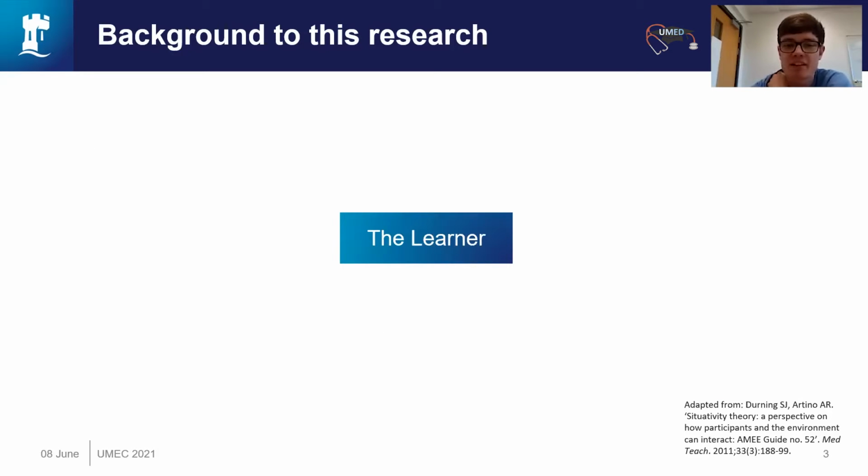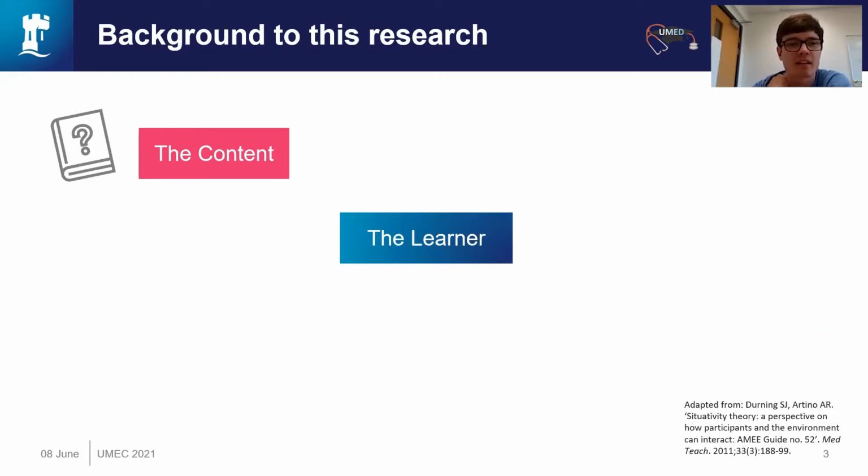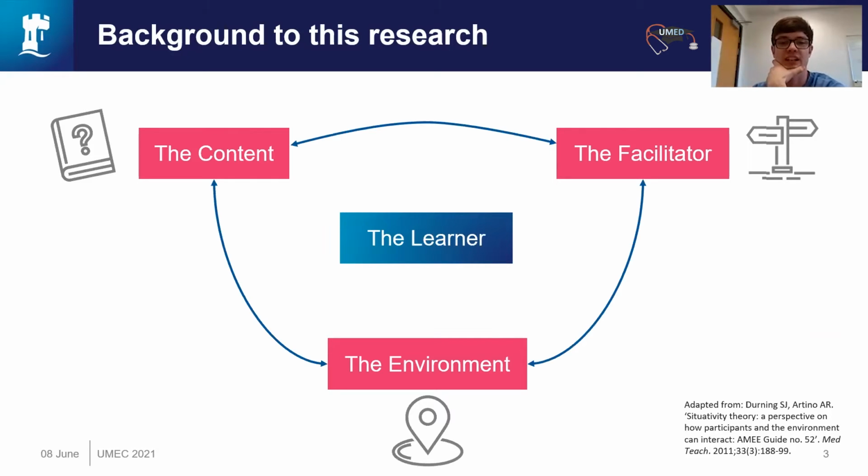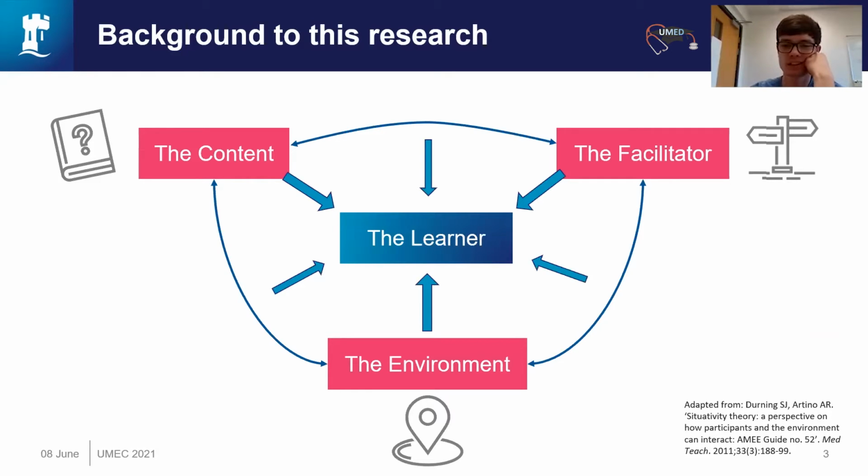If we think about the learner and how the learner learns, we can think of it as an interface between the content that they're trying to learn, the facilitator, so the individual delivering the content, or even the e-learning package, the instructions on that, and then the environment in which the student learns, the community that they're in, the physical environment that they're in, and the general ethos of the course. So there is an interplay between all of these, which feeds into the actual learning that the learner experiences. And this is adaptive from situativity theory.